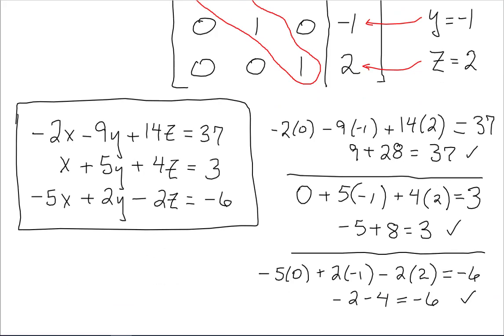All right, so getting ones down the main diagonal is a goal. And if we do that, then we can read off our answers on the right hand side.